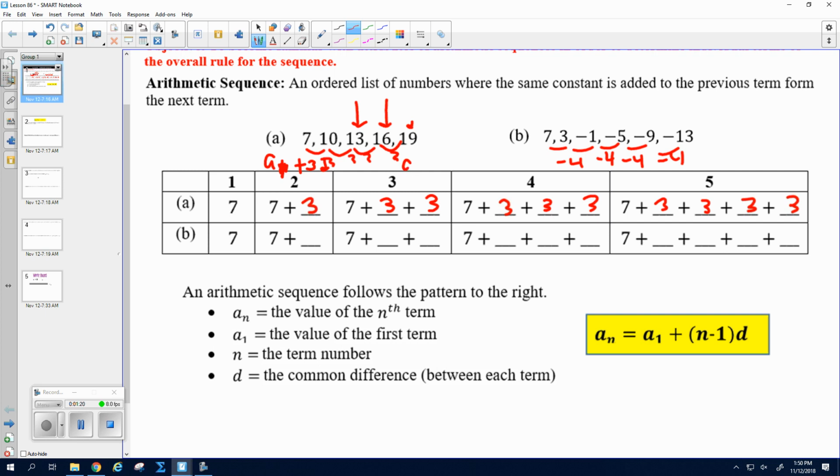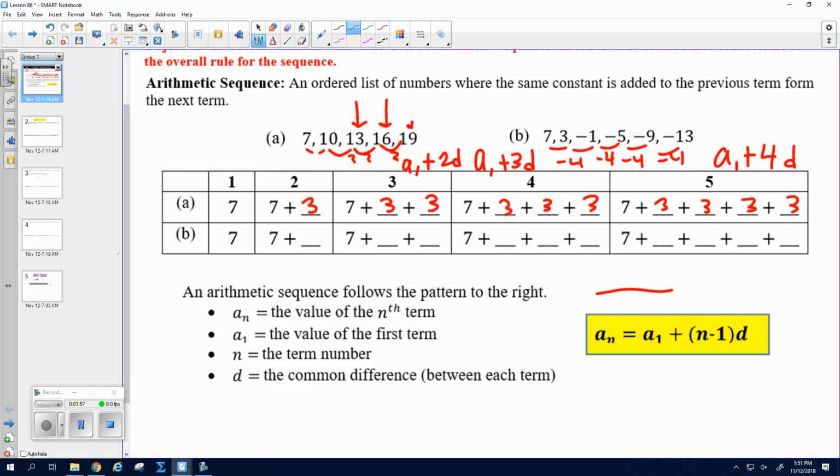To get the next number, we have a1, and we add the difference of 3, how many times? Twice. Yeah, I should put 2d. That's what I want to put. Okay, and this next one, we'd start with the first term, and we add our common difference how many times? 3 times. So plus 3d, 3 times. Okay, and the next one, if it's the fifth term, we add our common difference 4 times.